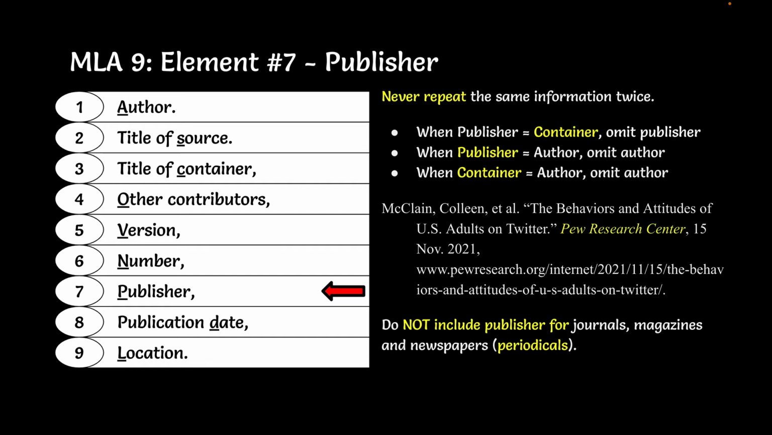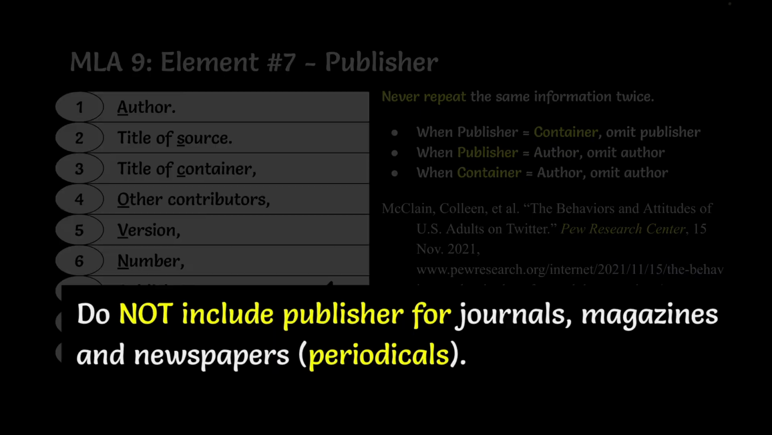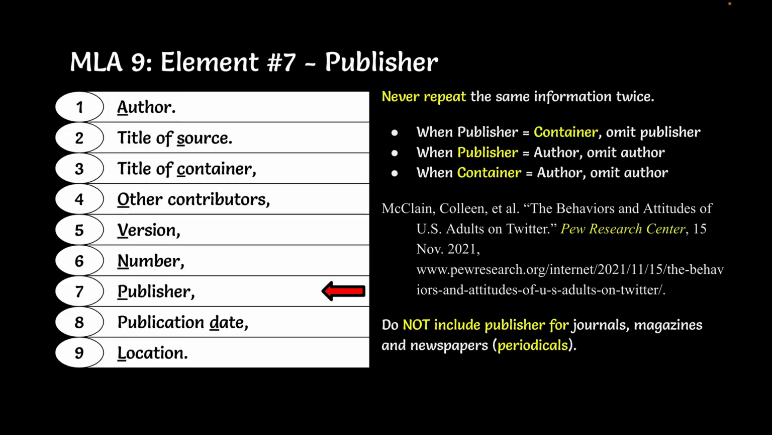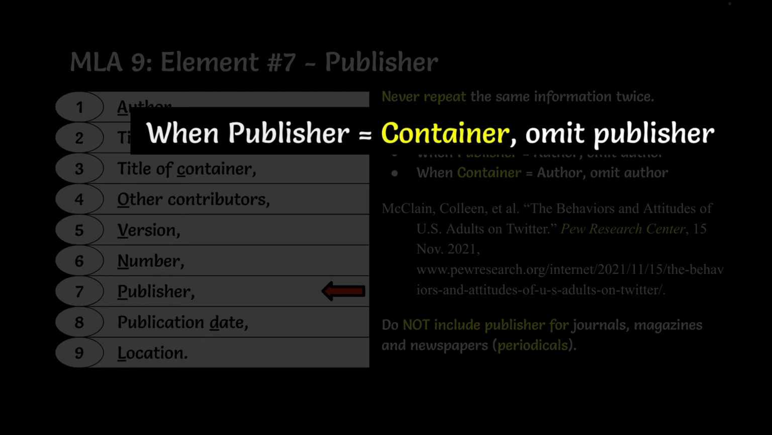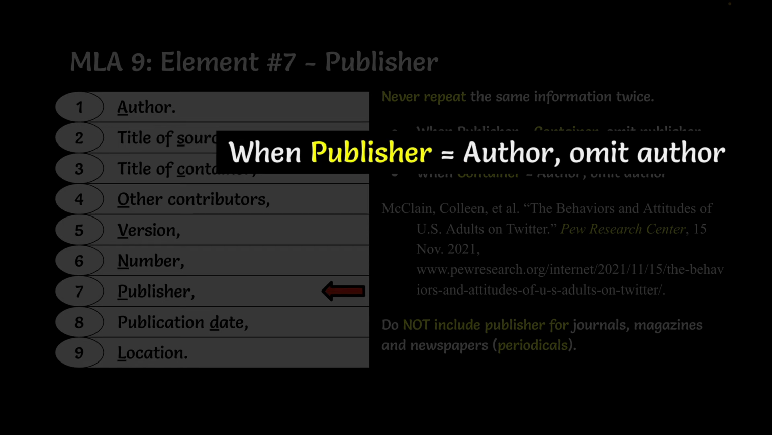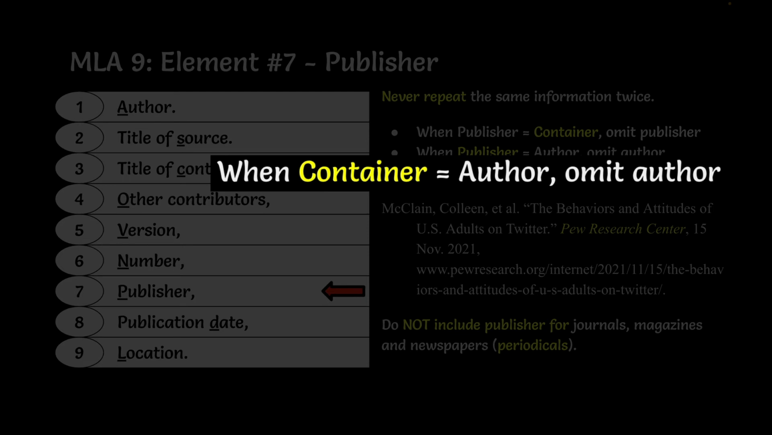The 7th element is the publisher, and there are some rules around the publisher. It's got a couple of exceptions. The most important exception is if you are citing a newspaper or a magazine or any kind of periodical, you leave the publisher off your list. When the publisher is the same as the container, you leave out the publisher. When the publisher is the same as the author, you leave out the author. When the container is the same as the author, you leave out the author.